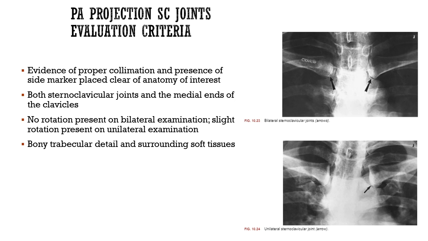On the SC joints evaluation criteria, the possibilities are to have bilateral SC joints or unilateral. The bilateral SC joints should show that there are even joint space openings, where the unilateral will show that the one joint space is opened.